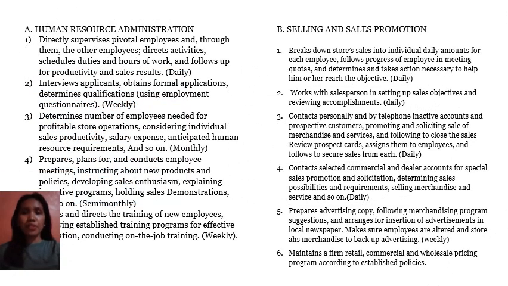A. Human resource administration. Number 1. Directly supervise pivotal employees and, through them, the other employees' direct activities, schedule duties and hours of work, and follow up for productive and sales results. Number 2. Interview applicants, update formal application, determine qualifications.